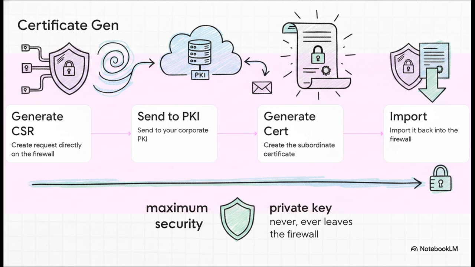First, you generate a certificate signing request, or CSR, directly on the firewall. Second, send that over to your corporate PKI. Third, generate the subordinate certificate. And fourth, import it right back to the firewall. Listen, the absolute most crucial point here is this. By following these exact steps, the private key never, ever leaves the firewall. That is how you guarantee maximum security.